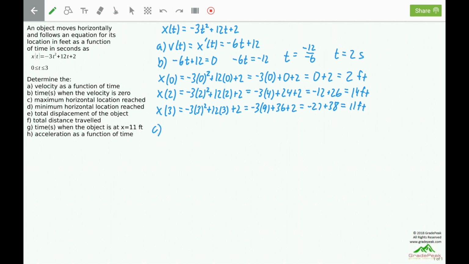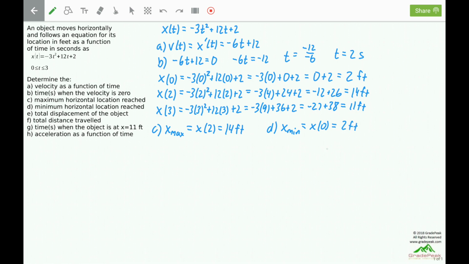So for part C, the maximum horizontal location is going to be one of these three answers, whichever is the maximum, and that's the 14 feet. x max will be x evaluated at a time of 2, so it's reaching the maximum at 2 seconds, and that's 14 feet. For part D, the x min will also be one of these answers, the lowest value, and that's the 2 feet. That's actually the starting location. x of 0 is 2 feet.